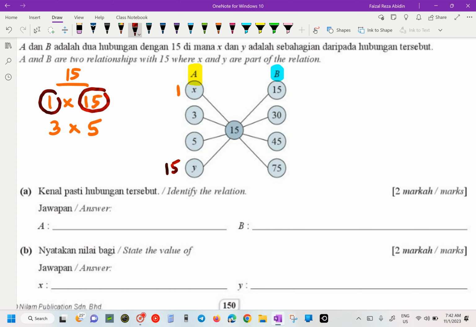Factor. This one, dia bagi tahu ada dua hubungan with 15. So there are going to be A, the relationship of A here. The question is asking, state the value. Identify the relation. So for A here we have 3 and 5. What does it mean by 3 and 5 from 15? It's going to be our factor of 15. How did we get factor of 15? 1 times 15, 15. 3 times 5 is going to be 15. Any other number that can get 15? No. So the answer here will be X is 1, Y is 15.